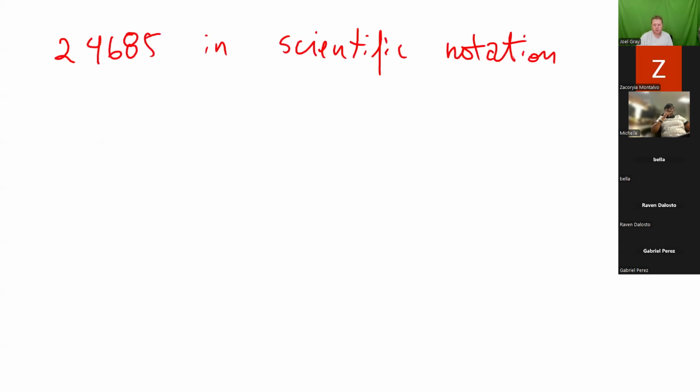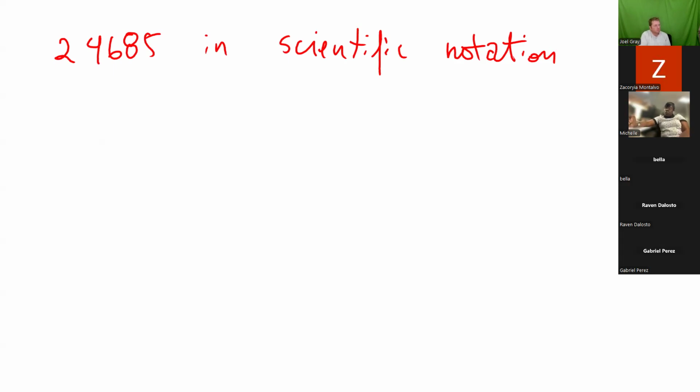So what I want to see is basically write the number 24685 in scientific notation. I just wrote that, but my computer is going slow right now. In about 3 minutes, it's going to be going considerably faster. So how do we write this using scientific notation?